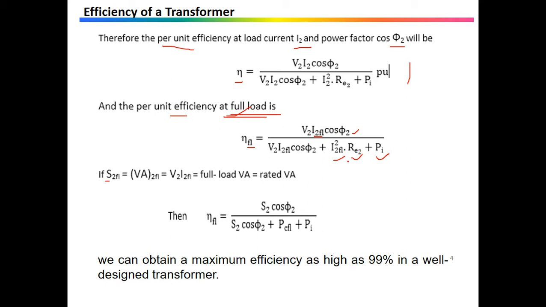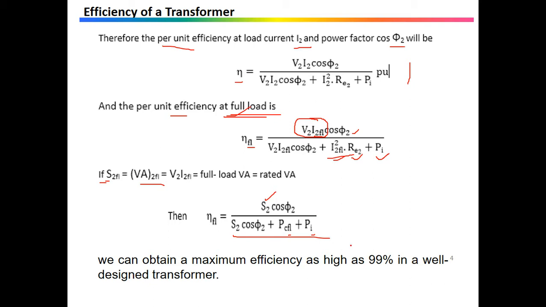So I2 square R_e2 will be the full load copper losses in the secondary. So we can write this formula again just by taking this volt-ampere full load equal to S2 full load. So this factor will become S2, and similarly we can write this formula, and this is nothing but the full load copper loss. So it is put as Pc, where C stands for copper loss in full load. So these are the formulas we can write in different ways.